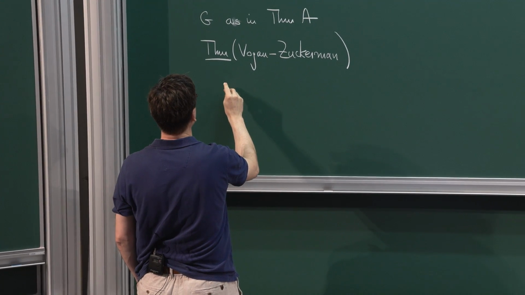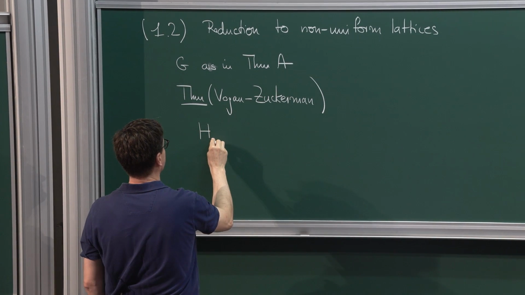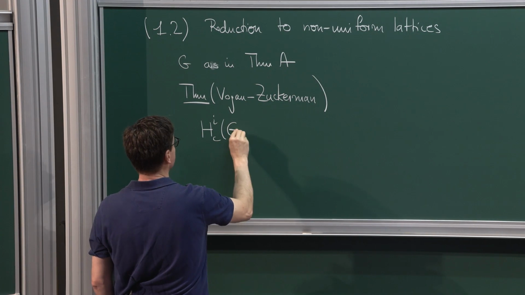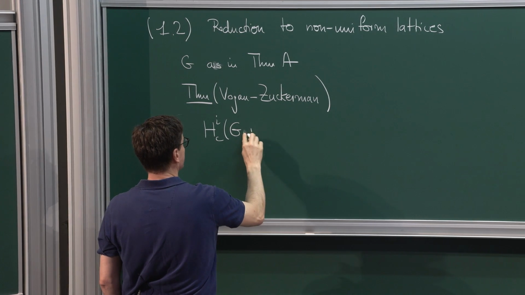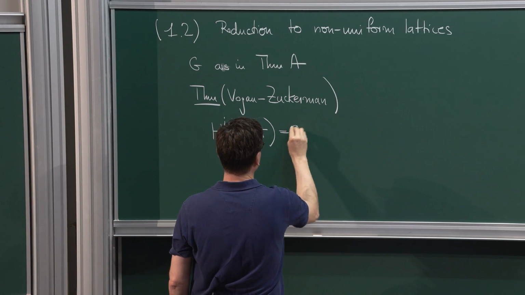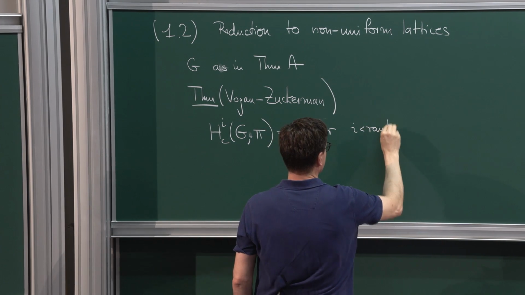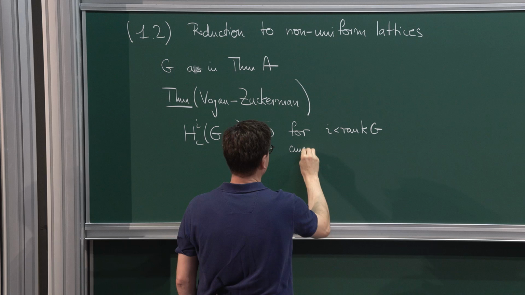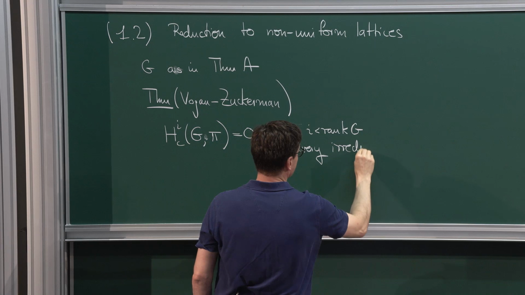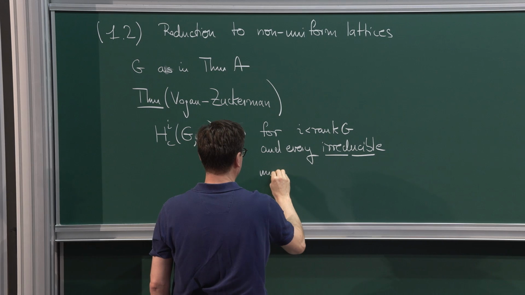It says that if you look at the cohomology of G, with respect to a G representation now, which is irreducible, then this is 0 for i smaller than the rank, and every irreducible unitary G representation.